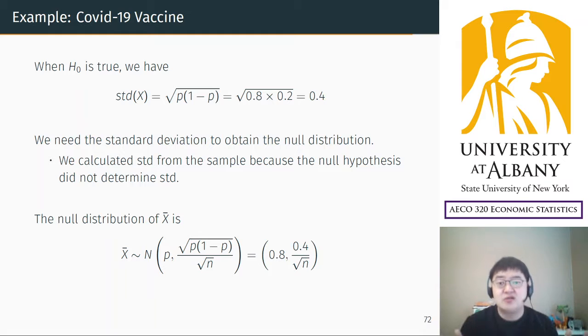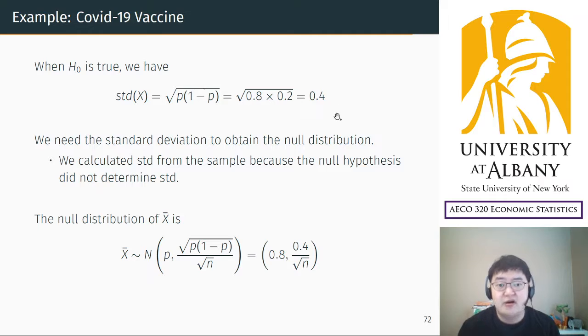It only mentions the mean, about the mean. So we had to calculate standard deviation from the sample, from the data, because the null hypothesis did not say anything about that. However, in this example, due to the property of a binary distribution, the null hypothesis kindly determines the standard deviations in this way, which is actually very nice.